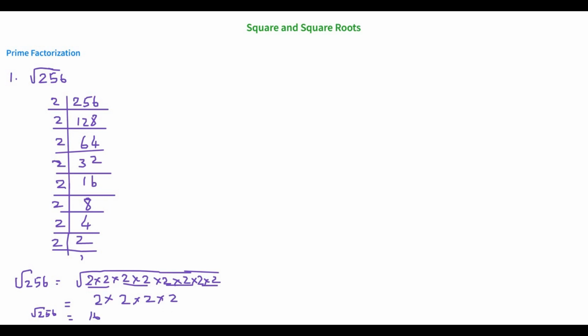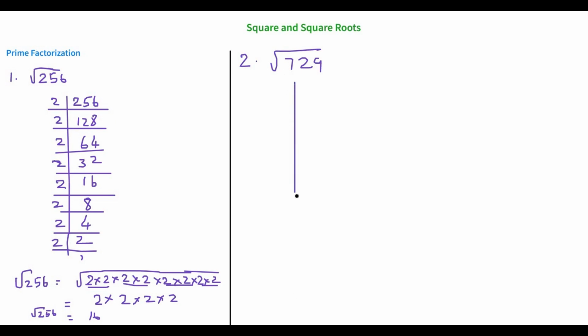Isn't it very easy to find it in this method? Let's see another example. Our second example is to find the square root of 729. So we have the number 729. This is not divisible by 2 because it's not an even number. So let's see whether it is divisible by 3.